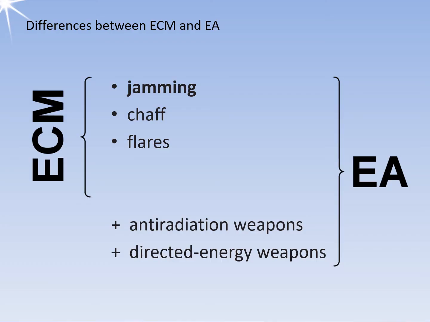Anti-radiation weapons were not part of EA then. The common definition is now: electronic attack also involves using high levels of radiated power or directed energy to physically damage enemy assets. There are 4 classes of electronic attack: jamming, modifiers, radar-absorbing materials, and physical destruction.